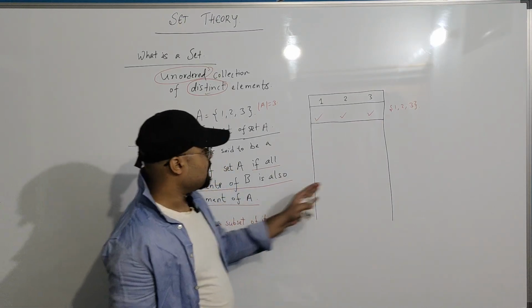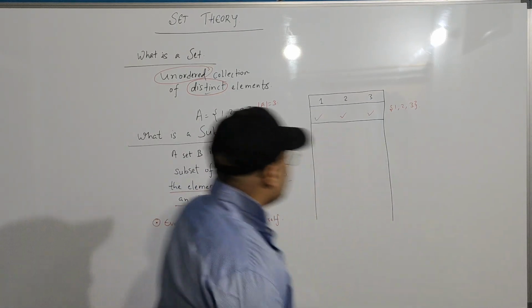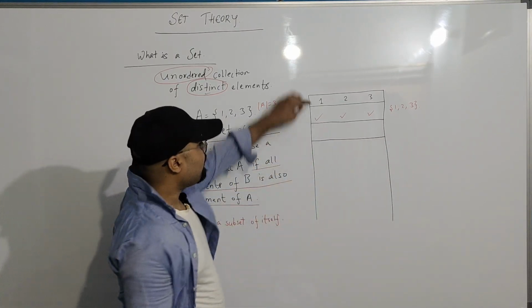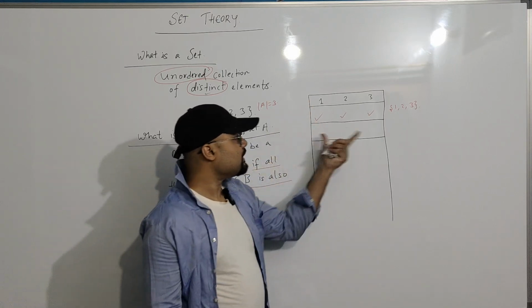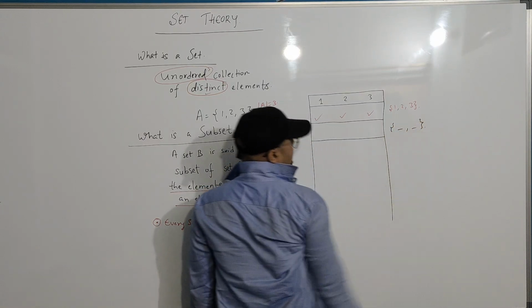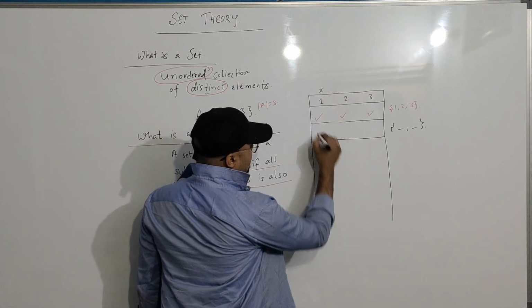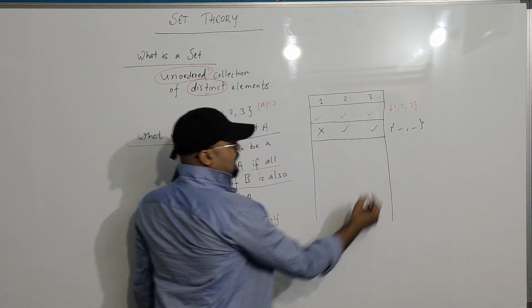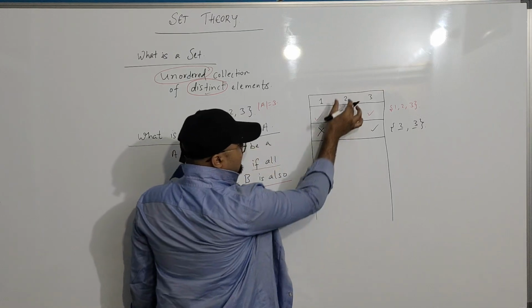So let me write possible subsets of cardinality 2. For every combination I get one subset. For cardinality 2, I have to select 2 elements in my set. Let's say I don't select 1, then I select 2 and 3, and this set is {2, 3}. Similarly, another possibility is that I don't select 2.